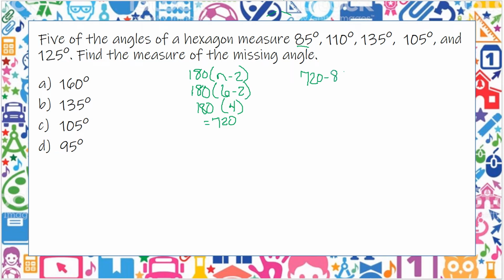So I'm going to say 720 minus 85, and I get 635. Then I'm going to take that and subtract the next one. Now you can do this on your calculator, but I'm doing it by hand. And you get 525. Then I subtract the next one.